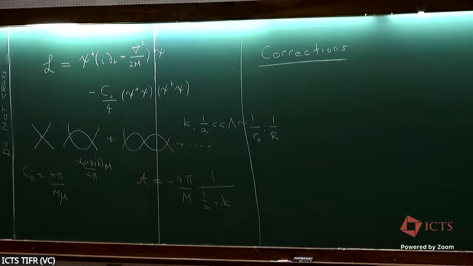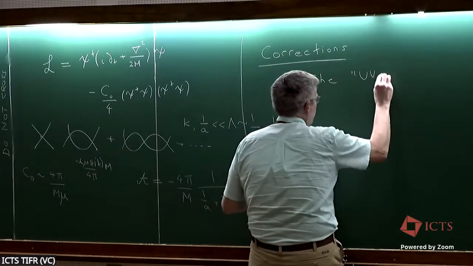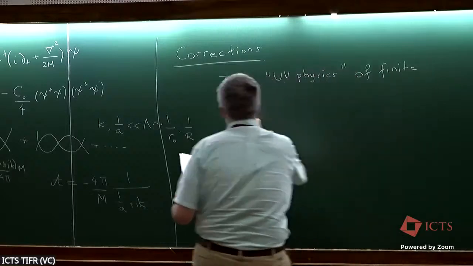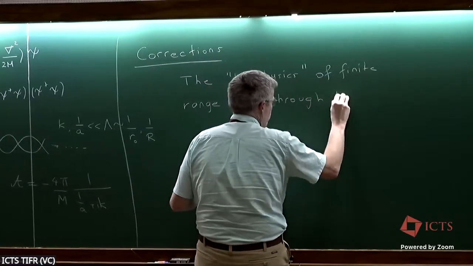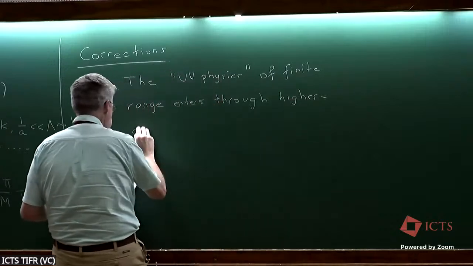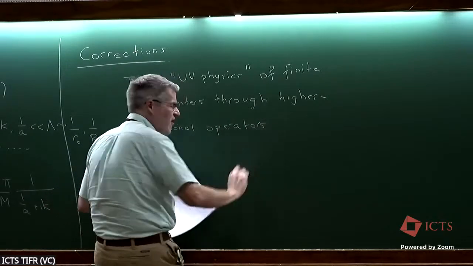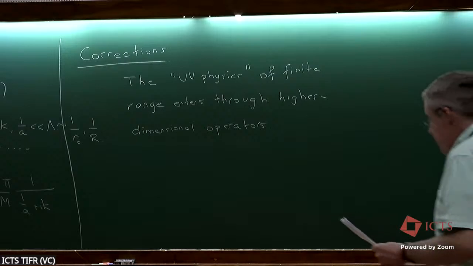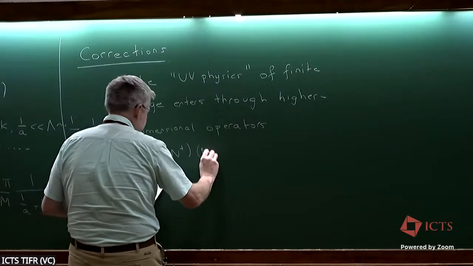In order to see the impact of the high energy scale on observables, we need to compute some corrections. So as was already explained, here the ultraviolet physics of finite range enters through, just as it does in the standard model, higher dimensional operators. So in the standard model, dimension 5 operators, dimension 6, dimension 7, suppressed by 1 over lambda BSM. Here we're going to have an operator that's higher dimensional that encodes the physics of the range.